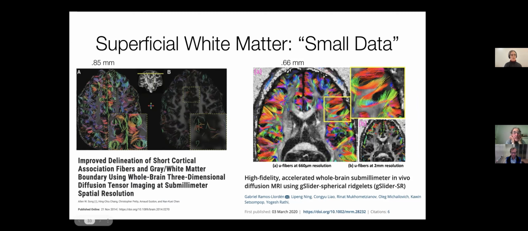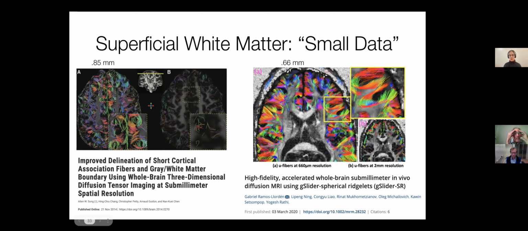You can't fully see these. And then they show with a scan at a higher resolution, sub-millimeter, 0.85 millimeters, suddenly they can trace and visualize all of these shorter U fibers that are near the surface of the white matter. And we have a similar result on the right.